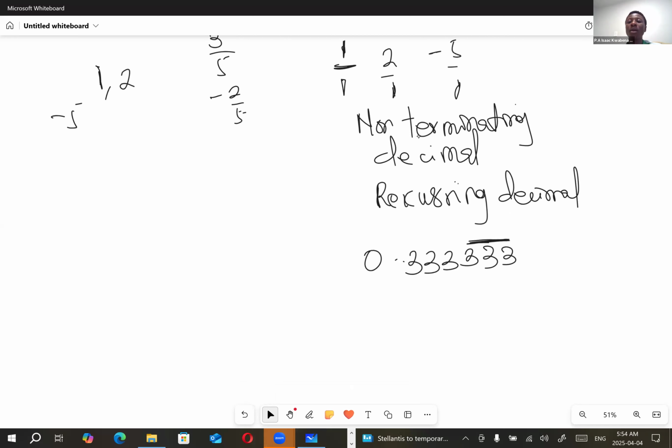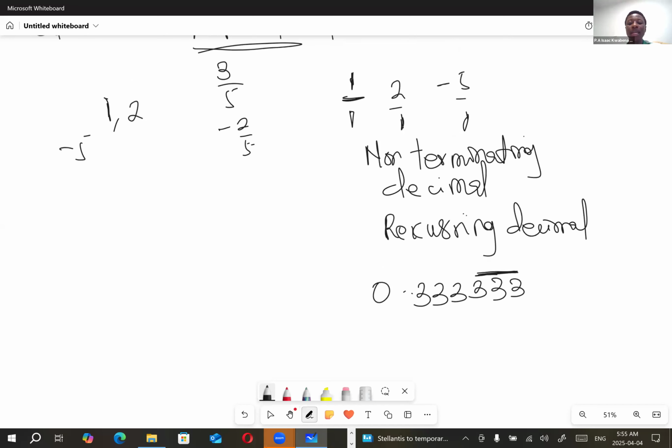Yeah, so when the calculator does this, it tells you that it continues. Okay, that is it about non-terminating decimal. How about recurring decimal? My dear, you can come in now. I thought someone had raised their hand. Recurring decimal, yeah, come in now.